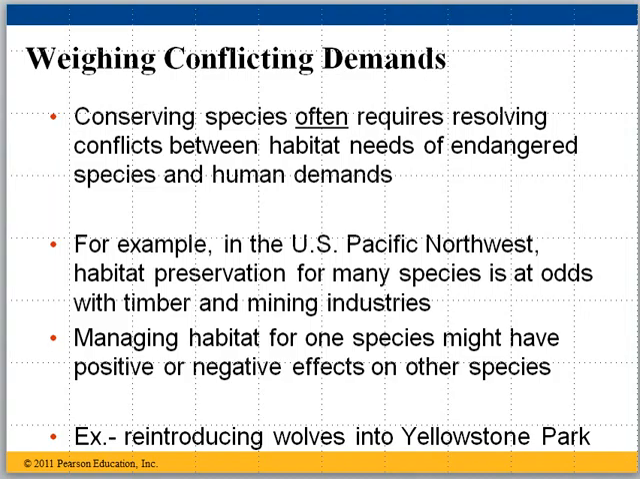Managing habitat for one species might have a positive or negative effect on other species as well. It's not just conflict with mankind, sometimes it's conflict with other species. A great example is reintroducing wolves into Yellowstone Park, in the news over the last perhaps 10 or 20 years. This has been a controversial thing. The farmers and ranchers that live around Yellowstone Park don't want wolves reintroduced because those wolves could potentially attack their sheep or cattle. And if you do introduce wolves into the park, that is certainly going to affect species that already live there.